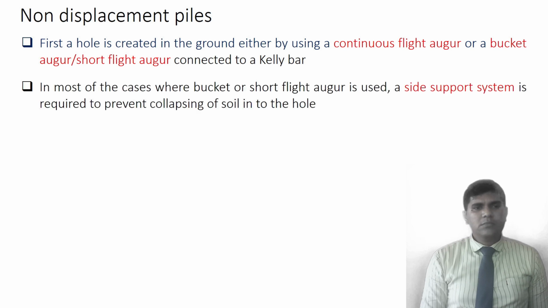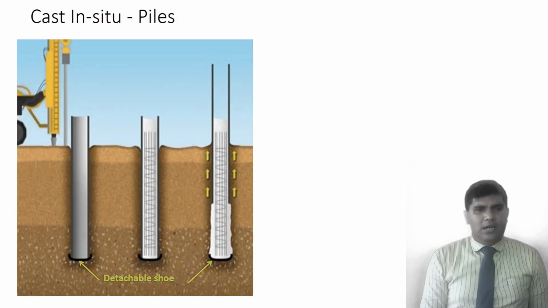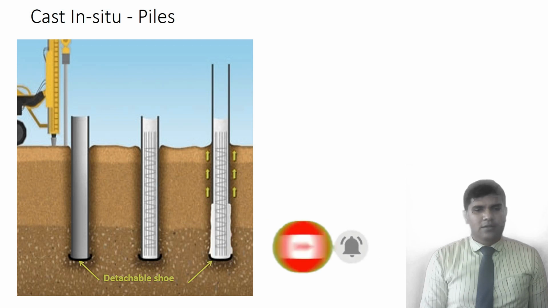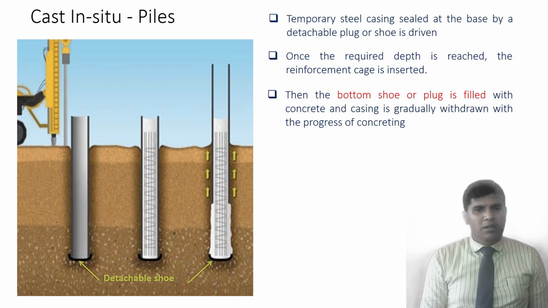And the last one is the cast in situ piles. Here also there should be a detachable shoe. We place it at the bottom, and we do all the works at the site, similar to that. And that is the last one commonly used.